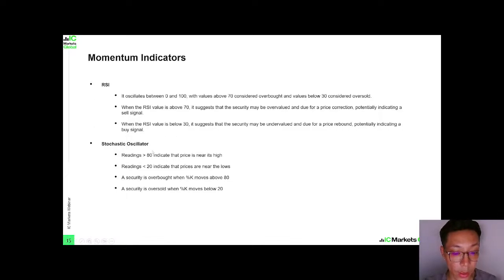For the stochastic oscillator, readings above 80 indicate that price is near its highs, so we are looking for sells. Readings below 20 indicate that prices are near the lows, indicating that we should buy. These two we can ignore because it's repetitive.